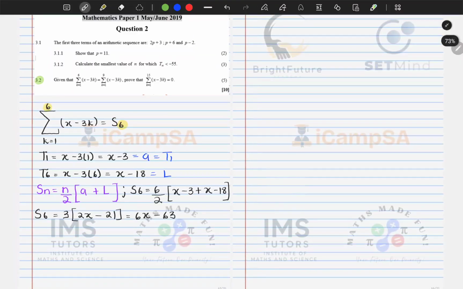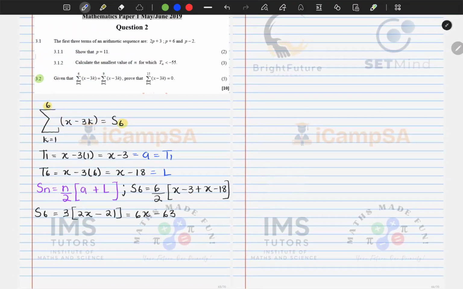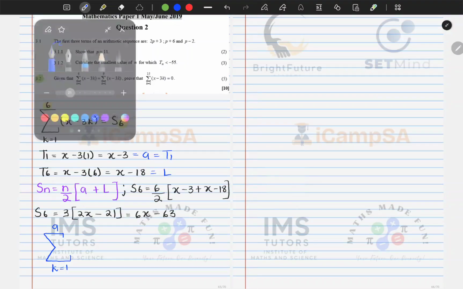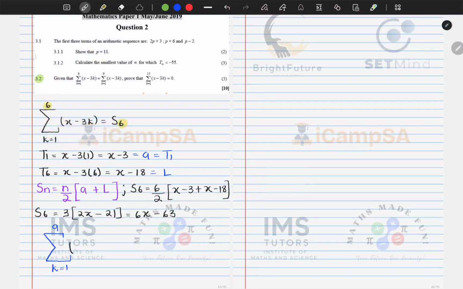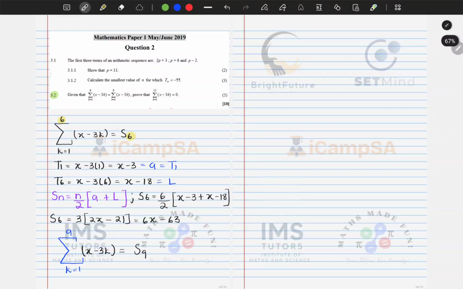Then now let's focus on the other side of the sum, where we are summing from k is 1, but we are summing 9 terms. And what we have is exactly the same expression. We have x minus 3k. So what we can clearly see is that we are doing the sum of 9 terms here. Okay? And we can go and use exactly the same method which we just did.